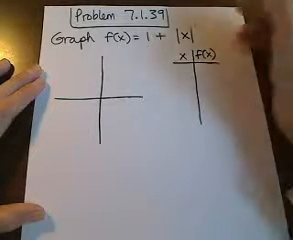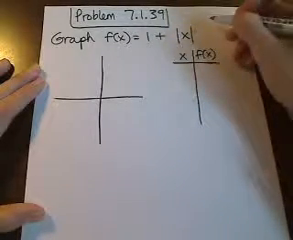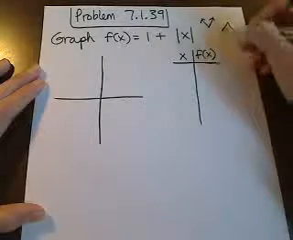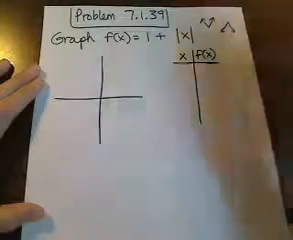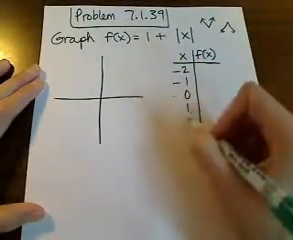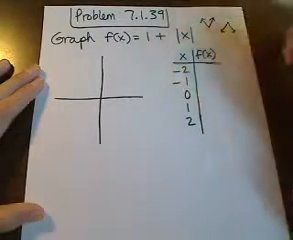Okay, and so remembering that the basic shape for an absolute value graph is V-shaped, we're expecting to see this kind of a thing come out. So the values that I'm going to choose here are -2, -1, 0, 1, and 2. And that will allow this shape to come out.